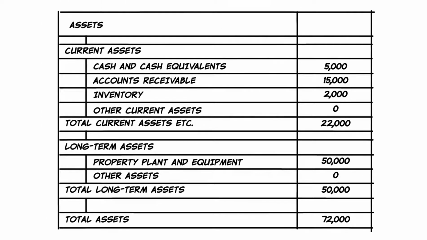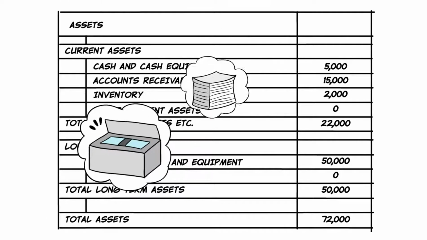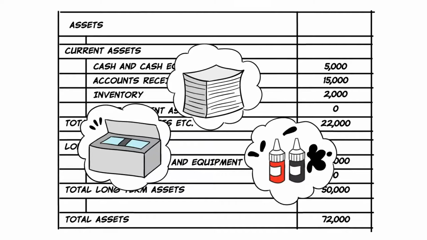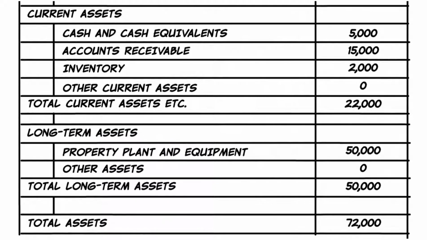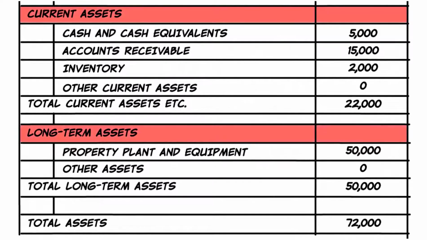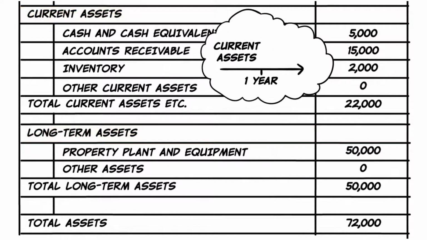Assets are things your business owns that have value and are used for business operations. There are two types of assets: current assets and long-term assets. Current assets are things that can be converted into cash within a business cycle or a year.